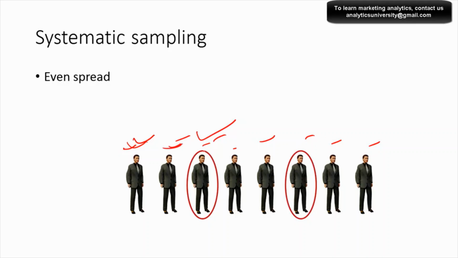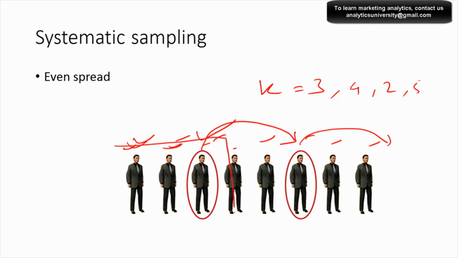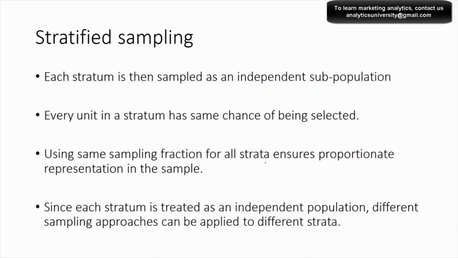And then you select every third element from there, right? Every third element from there. So k here is 3, but k could be 4, or could be 2, 5. It can take any number. So the randomness is about selecting the first element, and after that it's pretty deterministic. And it's evenly spread. That's one good thing.